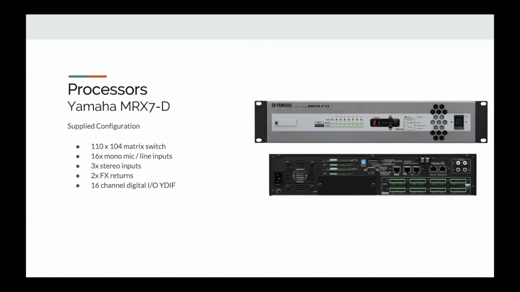Moving on, we have the MRX7D, and the 7D is a much, much more comprehensive product. In most applications, you're probably going to be using an MTX3 or MTX5, but a 7D really gives you an enormously configurable device with up to 110 by 104 devices on its matrix, which supports 16 mono mic and line inputs, 3 stereo inputs, 2 FX returns, and 16 channel YDIF.